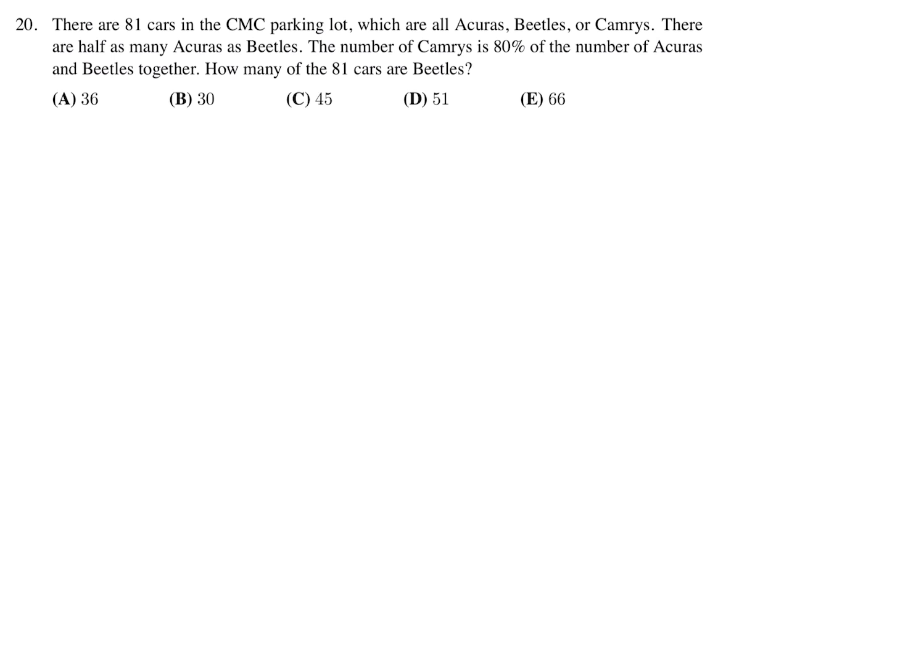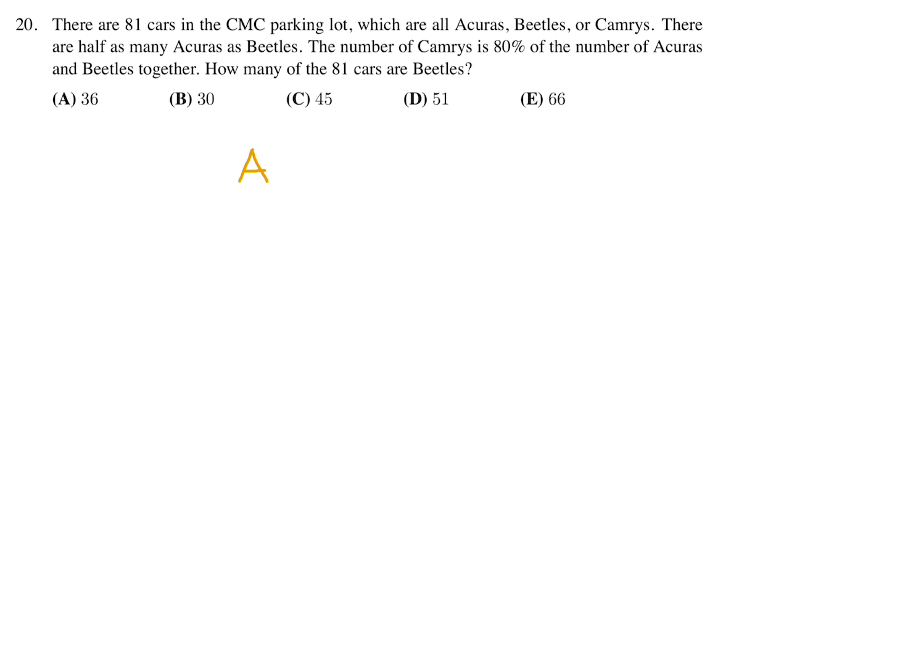There are 81 cars in the CMC parking lot. CMC is Canadian Mathematics Competition, which are all Acuras, Beetles, or Camrys. There are half as many Acuras as Beetles. The number of Camrys is 80% of the number of Acuras and Beetles together. How many of the 81 cars are Beetles?